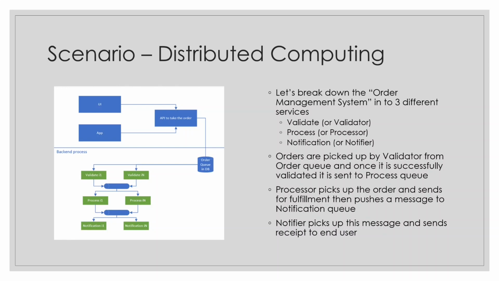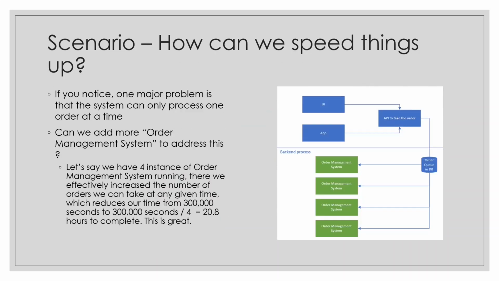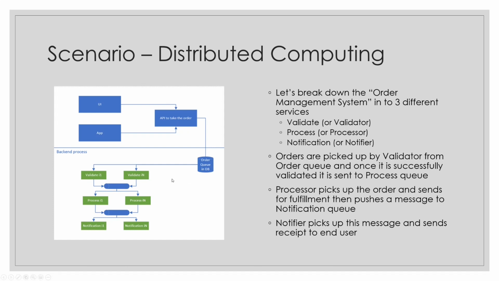Okay, so let's look at how to make this a distributed process. So in the previous slide, we had multiple versions of order management systems. So what we are going to do is break the system into three individual systems or services, however you want to call them. We're going to create a new service called validator and processor and notifier.